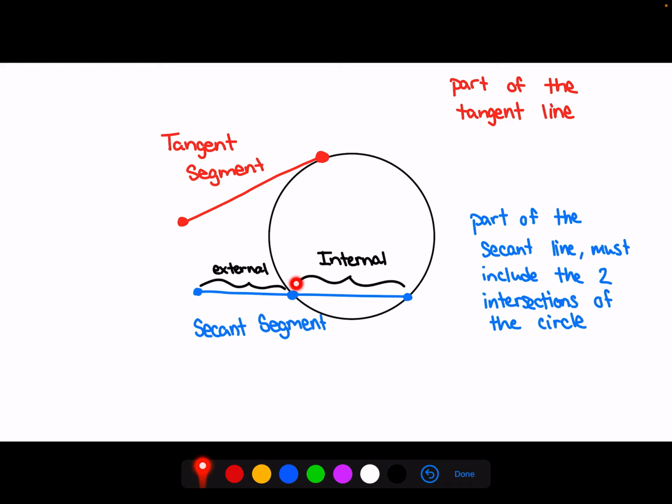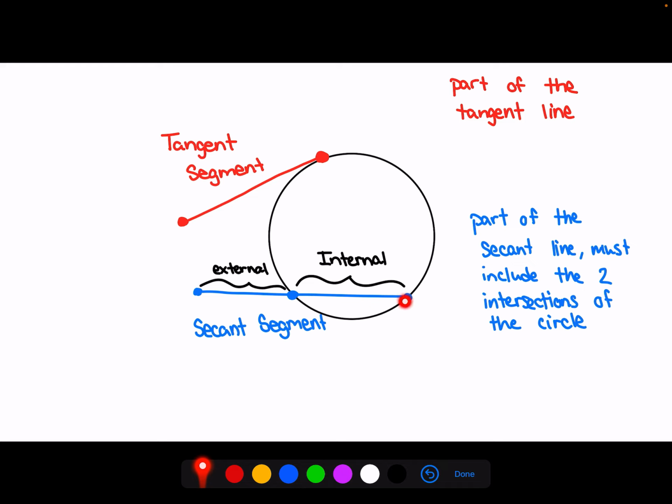Now, there's 2 parts of the secant segment. There's the internal part, that's inside the circle. That's why it's called internal. And then we have the external part, the part that is outside of the circle. So that's how you're able to distinguish the parts of a secant segment. And again, it always starts on the outside of our circle and then crosses through at 2 unique points.